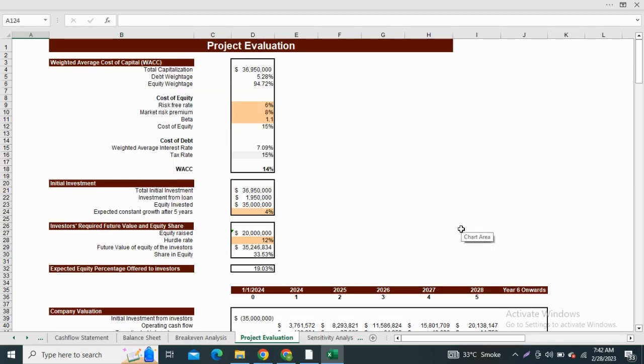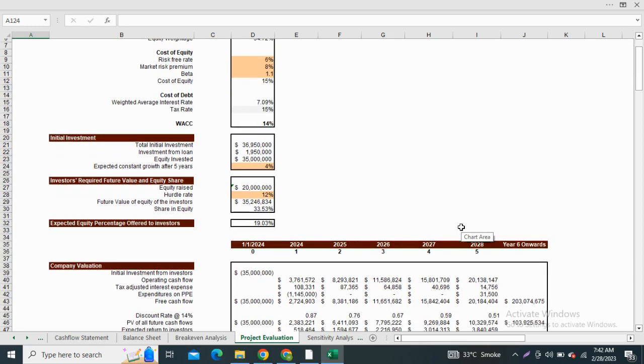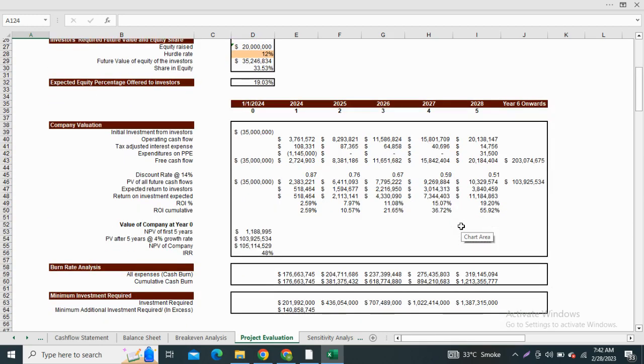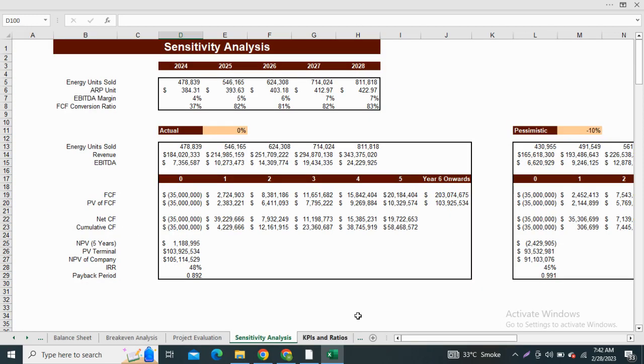The project evaluation shows the value of your company at year zero. It also shows the burn rate analysis and minimum investment required. The sensitivity analysis is the comparison of valuation of the company in the actual, optimistic, and worst case scenarios.